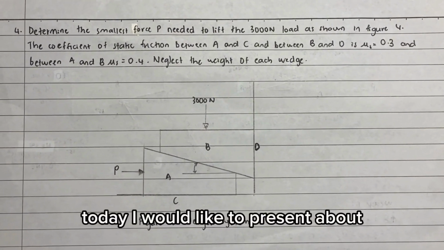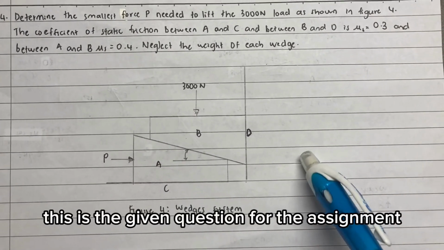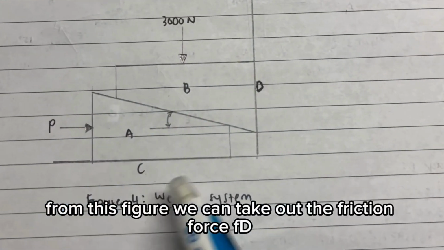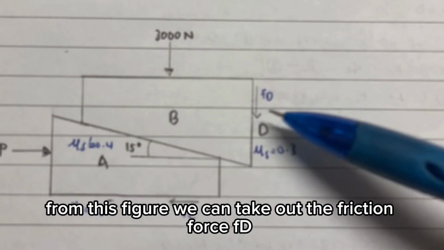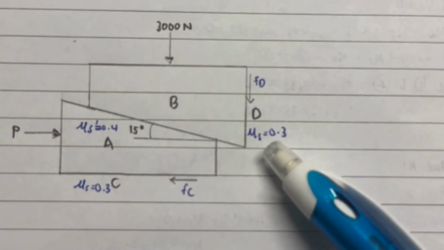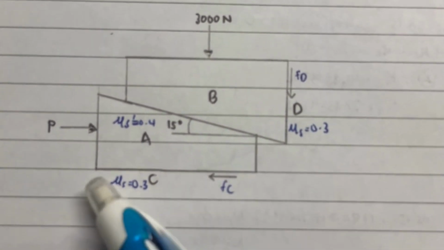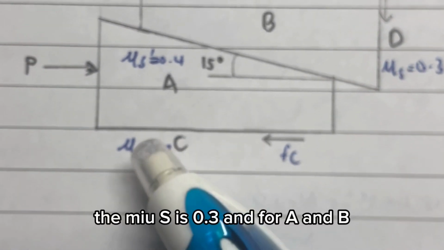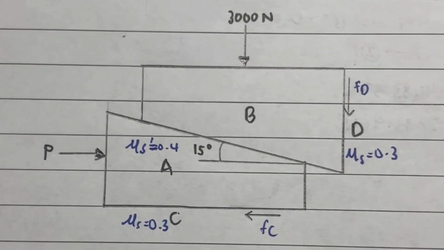Today I would like to present question 4, which is friction force. This is the given question for the assignment. As we can see from this figure, we can take out the friction force Ft. The mu s for BD is 0.3, for A and C the mu s is 0.3, and for A and B the mu is 0.4.